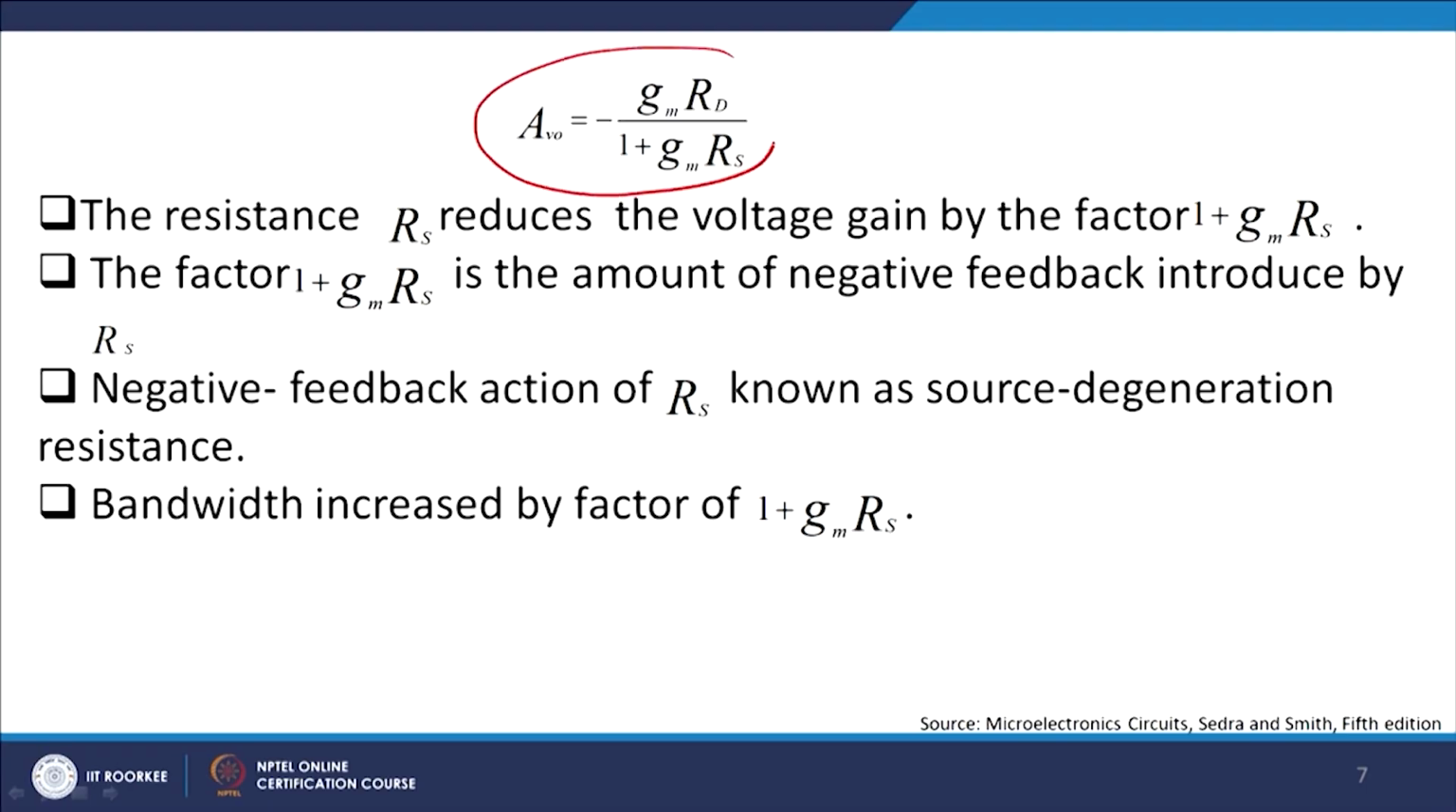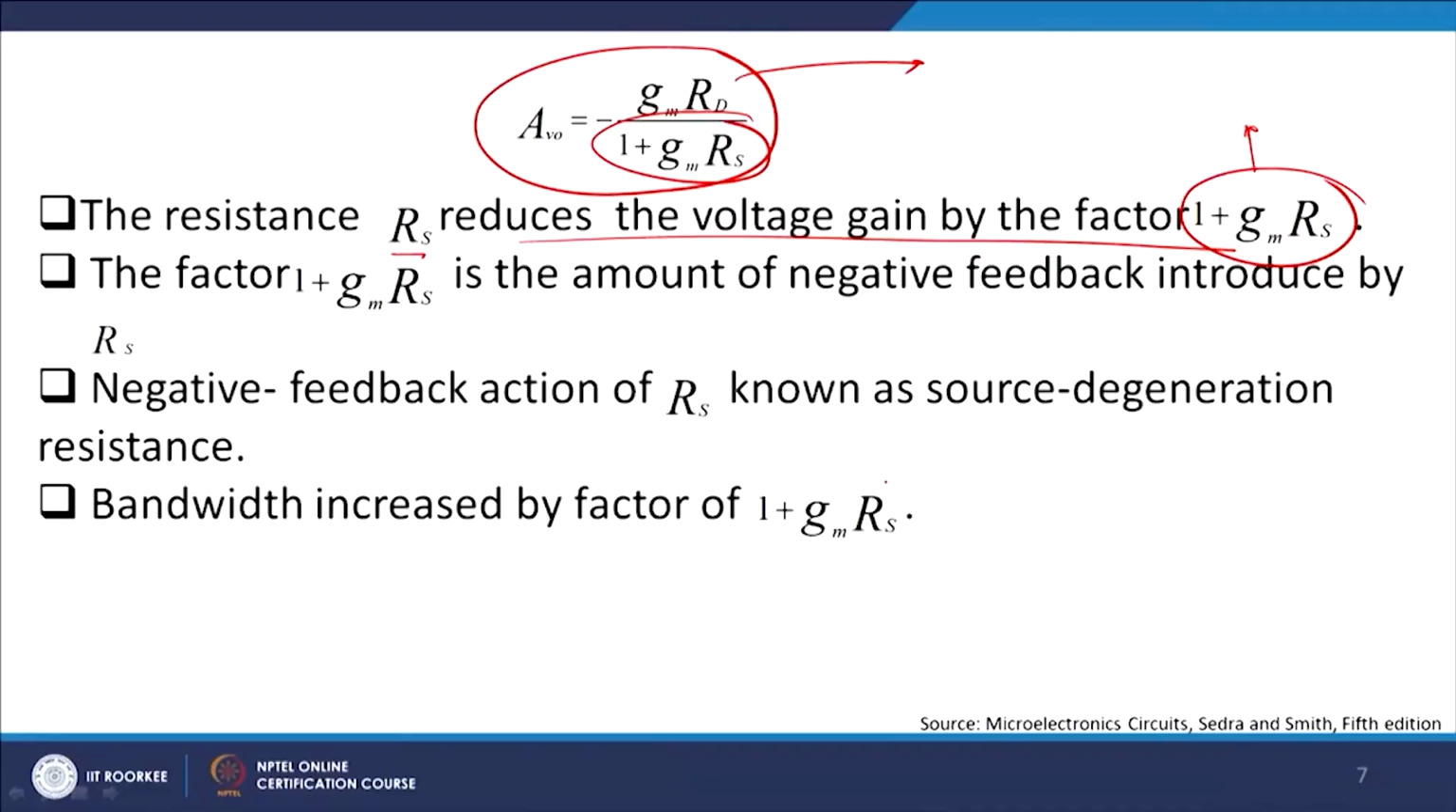So, Av0 will be equal to minus gm Rd upon 1 plus gm Rs, and therefore the resistance Rs reduces the voltage gain by a factor of 1 plus gm Rs. You initially had gm Rd, now it reduces by a factor of 1 plus gm Rs. So, we define 1 plus gm Rs as the amount of negative feedback introduced by Rs, fine. You have an Rs resistance, the voltage drop across it will be a negative bias, reverse biasing your source to gate contact, and as a result you will have negative feedback.